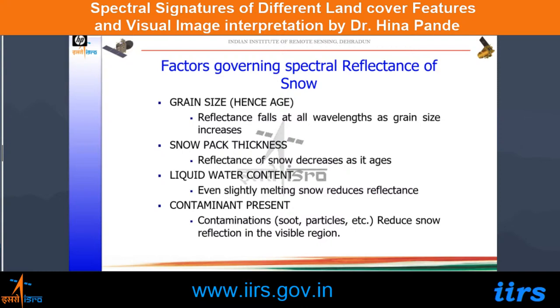Also, whether contaminants or pollutants are present, like soot particles or ash, etc. These contaminants or pollutants also reduce snow reflection in the visible portion of the spectrum. So if I have an image in the visible region, that is from violet to red, then we will observe that the presence of pollutants or contaminants tends to reduce reflection when we are observing snow features.